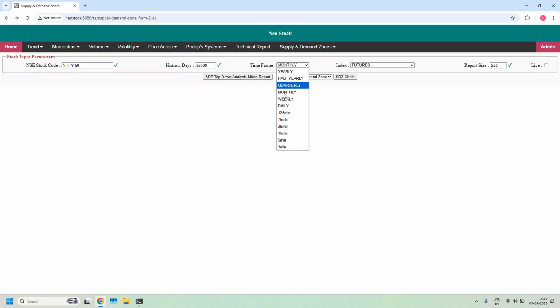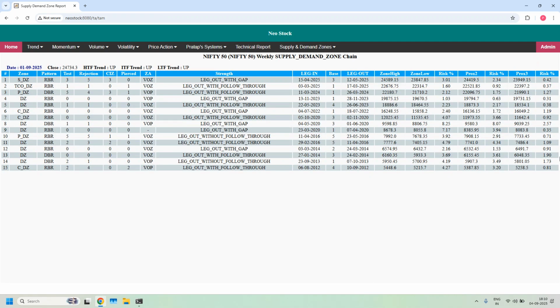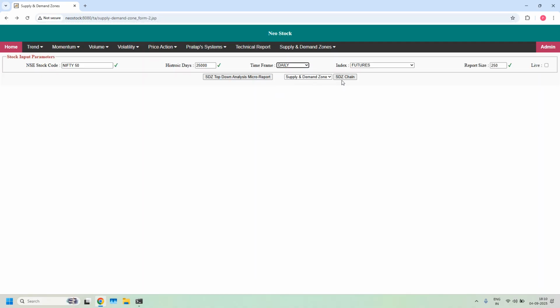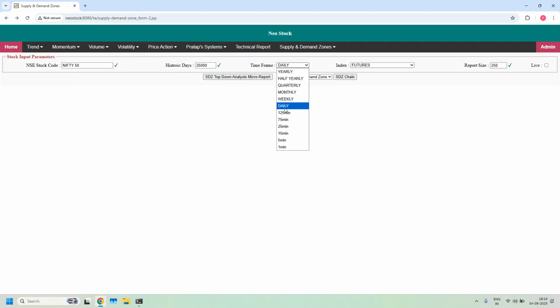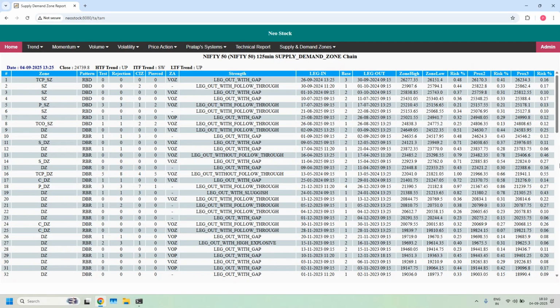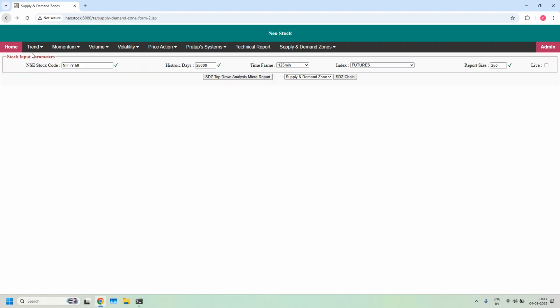Okay, next, generating weekly supply demand zone chain for Nifty. Next, generating daily supply demand zone chain for Nifty. Next, generating 125 minutes supply demand zone chain for Nifty. Next, generating 75 minutes supply demand zone chain for Nifty.